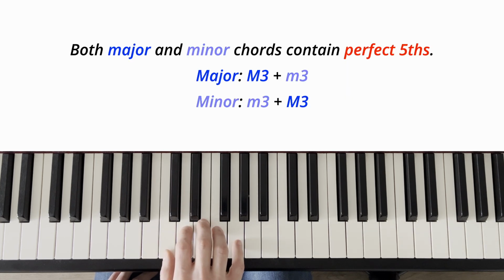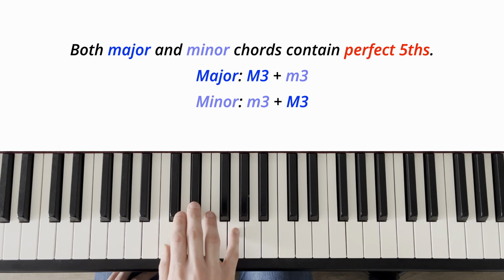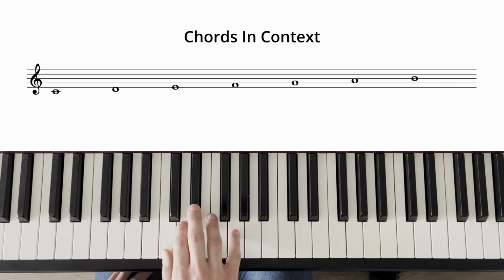Here are a few rules to help keep track of major and minor chords. First, both major and minor chords contain a perfect fifth. To form a major chord, start with a major third, and then add a minor third on top of that. To form a minor chord, start with a minor third, and then add a major third on top of that. That's really all you need to know to start identifying major and minor chords, but like many things in music theory, this might feel a bit arbitrary without a little more context.